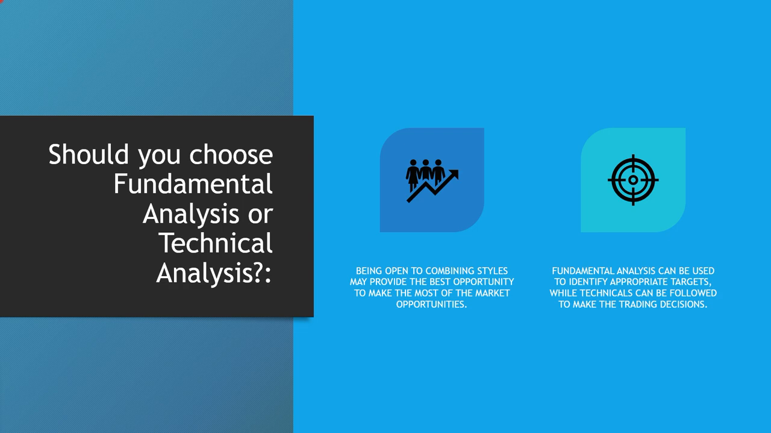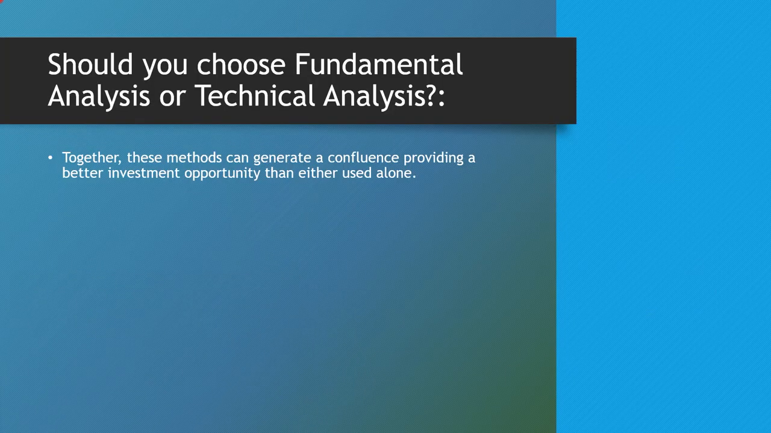And even if you're not using technical tools like oscillators and indicators or chart patterns, you're still reading a chart, looking at a chart, looking for the overall trend of the market. And that's technical analysis. So being open to combining styles may provide the best opportunity to make the most of the market opportunities. Fundamental analysis can be used to identify appropriate targets, while technical analysis can be followed to make smart decisions. Together, these methods can generate a confluence, providing a better investment opportunity than either one used alone.